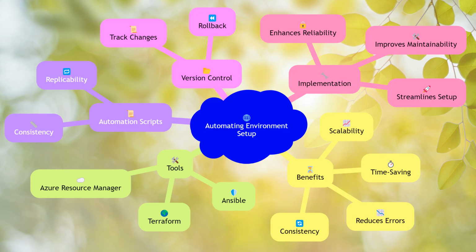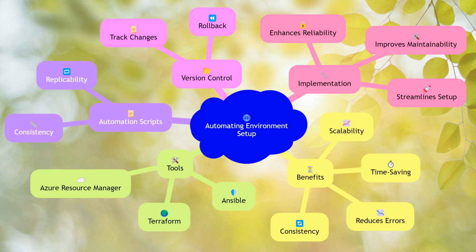Automating the environment setup process can save time and reduce the risk of errors. Tools like Terraform, Ansible, or Azure Resource Manager templates can be used to automate the provisioning and configuration of resources. Automation scripts can ensure that the environment is set up consistently and can be easily replicated or scaled as needed.